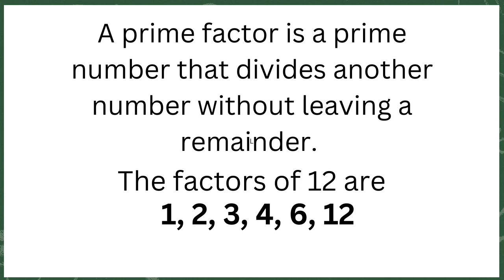The factors of 12 are 1, 2, 3, 4, 6, and 12. But the prime factors are only 2 and 3. This is because of all these factors, only 2 and 3 are prime numbers. 1 is not a prime number. 4 is not a prime number because 4 has 1, 2, and 4 as its factors, which is more than 2 factors. 6 is not a prime number and 12 is not. So out of these factors of 12, only 2 and 3 are prime factors because they are prime numbers.